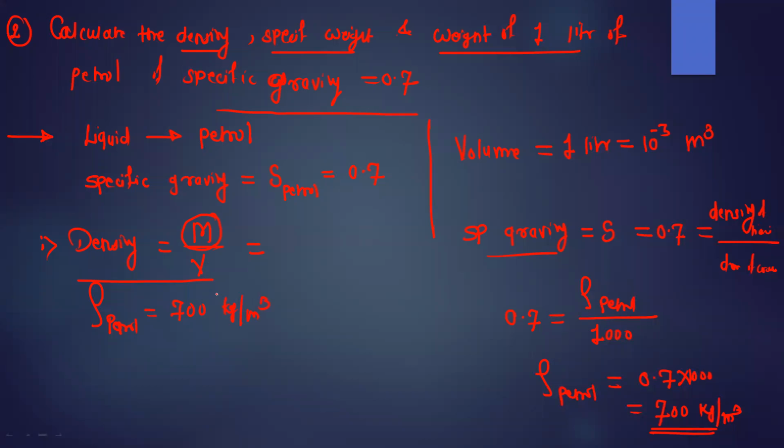Now next is the specific weight. So we have to find out the specific weight, or the weight density, which is gamma. This is equal to the weight of the liquid upon its total volume.